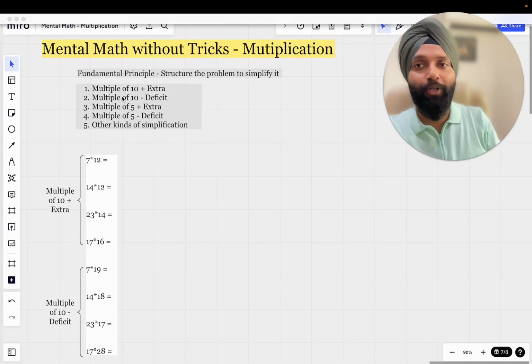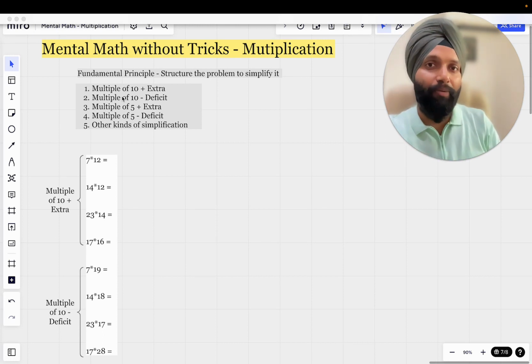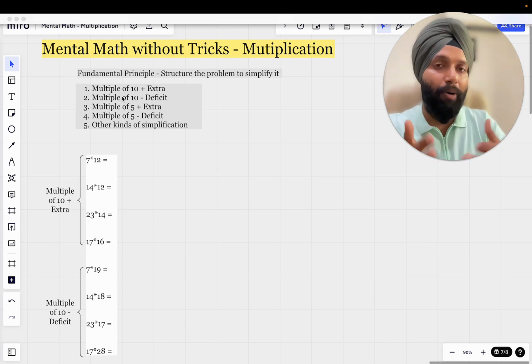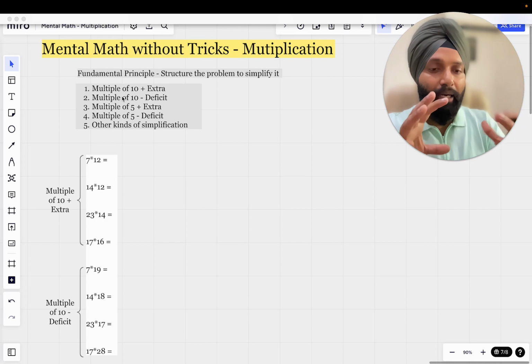In this video, we're going to learn how to do multiplications mentally without using pen and paper, and I'm not going to teach you any tricks. What I'm going to teach you is how I do mental math or mental multiplication. The way I do it is I just structure the problem and then simplify it. Okay, don't use any tricks.